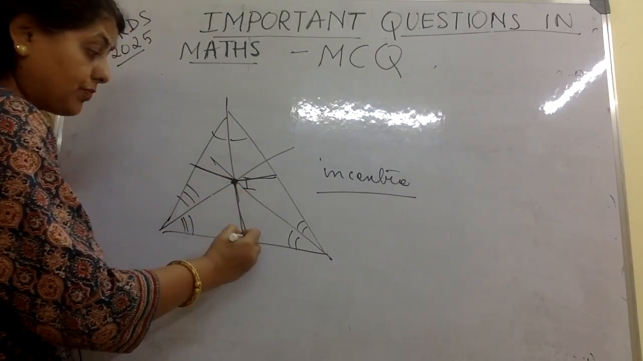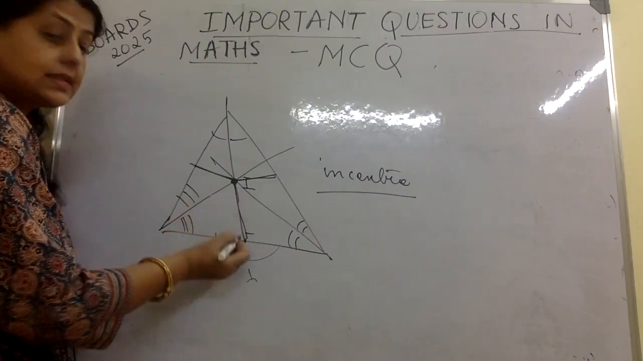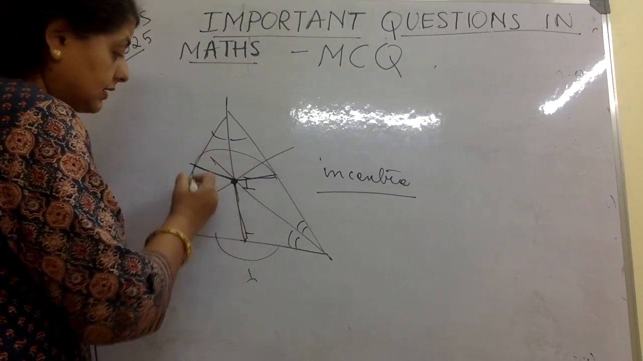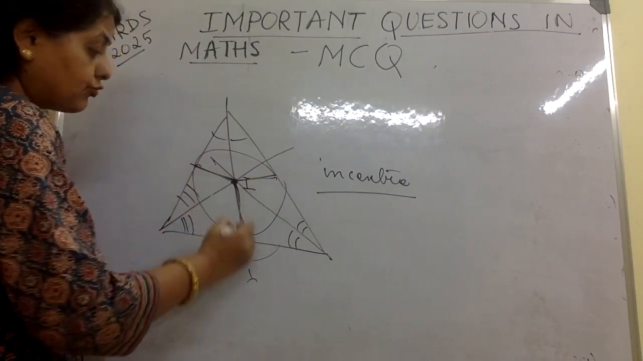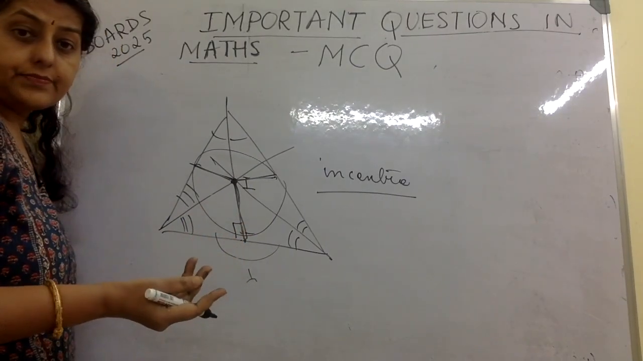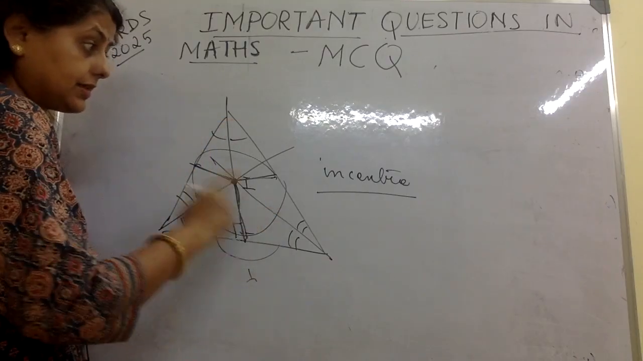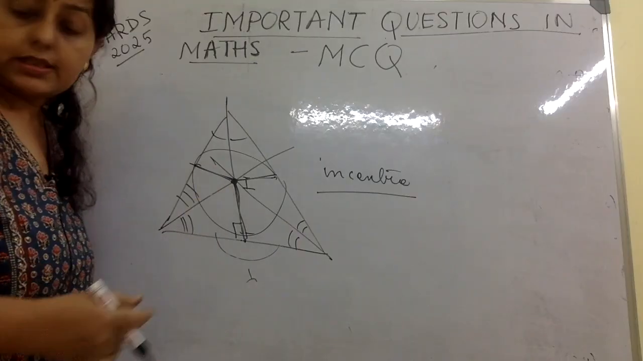That is why you drop a perpendicular. Remember, you drop a perpendicular like this, and you can take this as the radius. The reason is these three lines are equal, so you can use it as the radius, and this has to be at 90 degrees. Any tangent is always 90 degrees to the radius. So that's an incentre. Let us not confuse things.